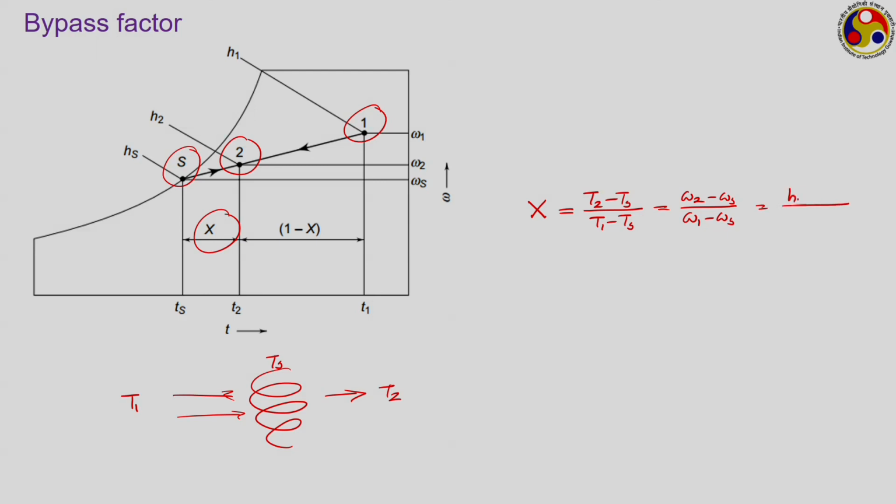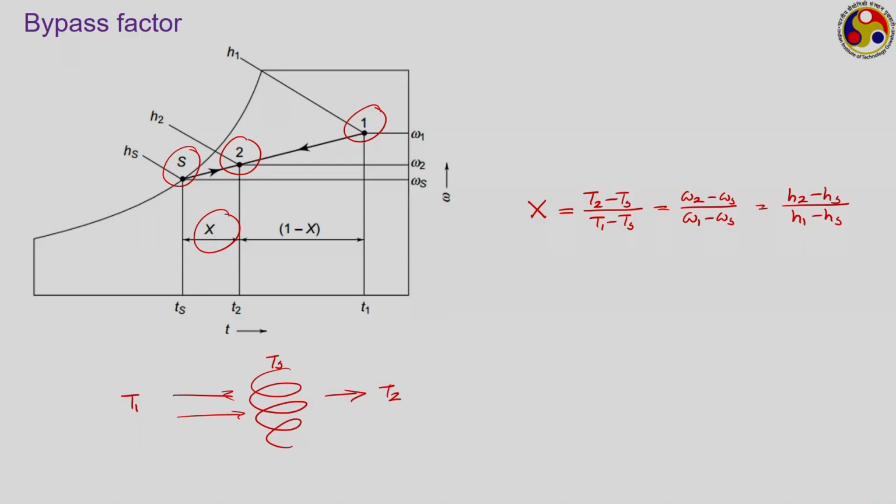Similarly, in terms of enthalpy also we can write it as H2 minus Hs by H1 minus Hs. Bypass factor can be defined following any of the three approaches, and because of the lack of information in practice, quite often we take all three of them to be equal to each other. Therefore, if the bypass factor is specified for a given air conditioner, then we can easily locate the point 2 from the knowledge of your evaporator temperature Ts.